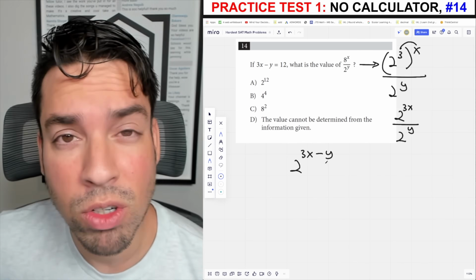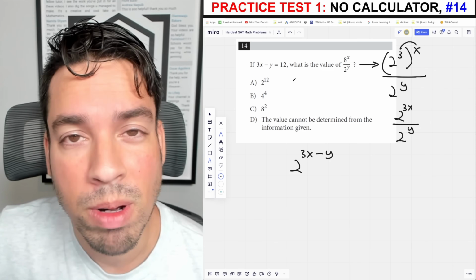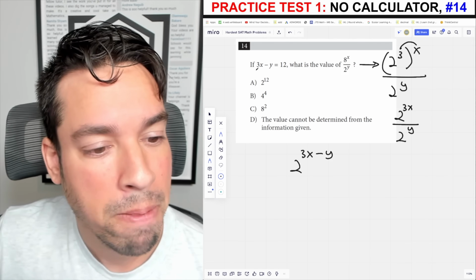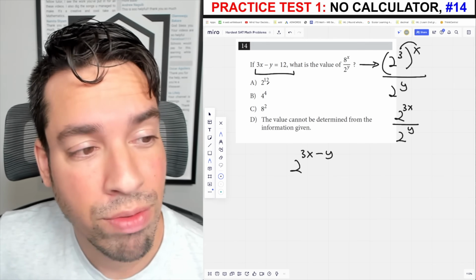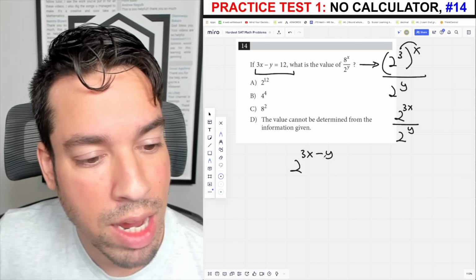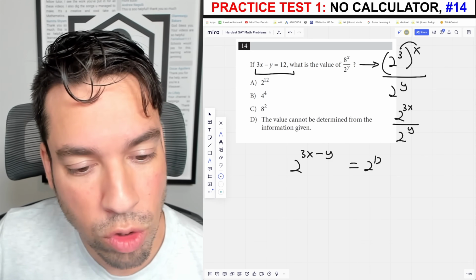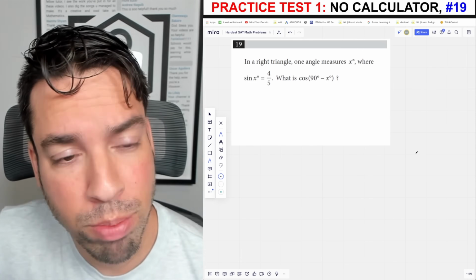So this is a pure simplification process. I know I'm getting numerical answers, but I'm not even necessarily looking at them yet. I'm just simplifying to the best of my ability. Now we're going to look up to this equation and realize that we found something really amazing because 3x minus y, we already know what it is. It's 12. 2 to the 12th is the answer. Boom, done.